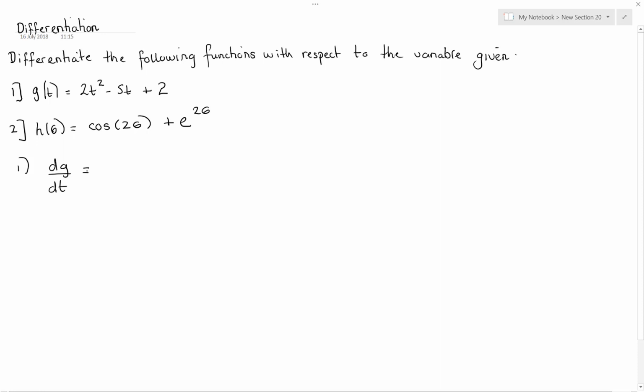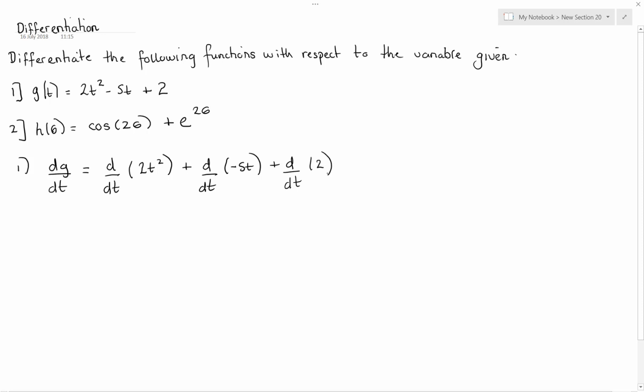So that tells us that we need to differentiate each term with respect to t. So we're going to have d by dt of 2t squared plus d by dt of minus 5t plus d by dt of 2.